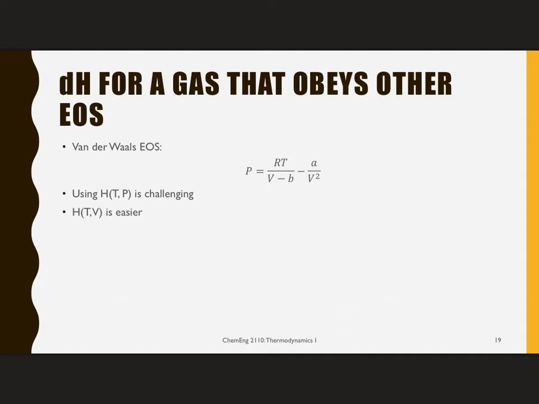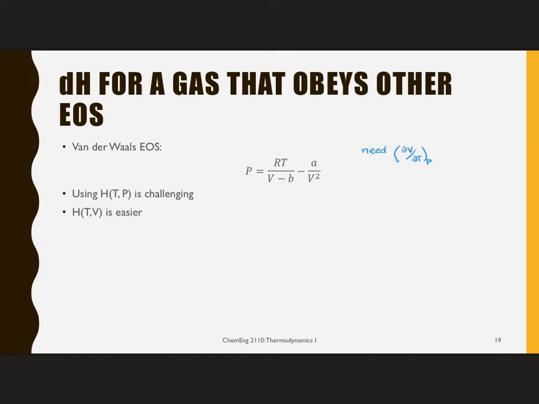What about if the gas obeyed a different equation of state, one that was a little more complicated? So let's look at the van der Waals equation of state. P equals RT over V minus B minus A over V squared, where B and A are defined for whatever our gas is, our substance is.